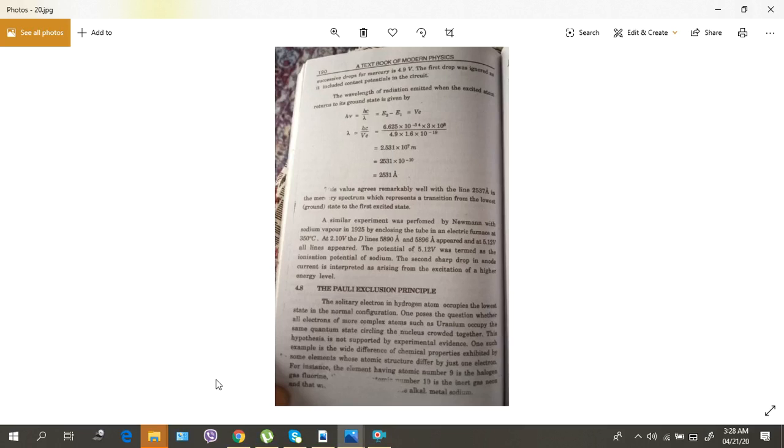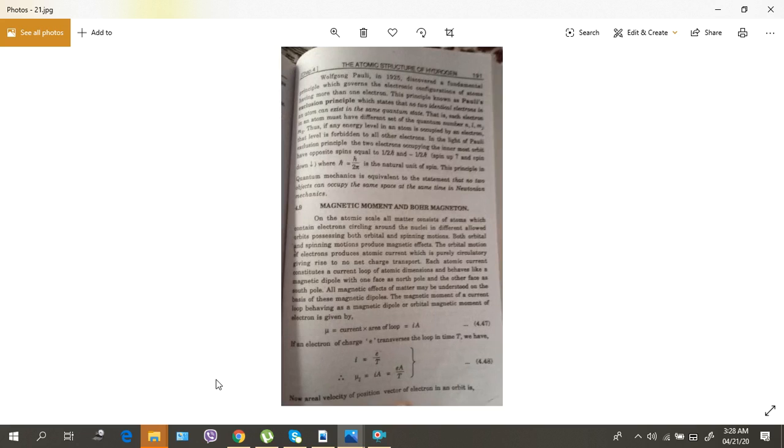Now all of you know about the Pauli exclusion principle. What is the definition of the Pauli exclusion principle? It states that no two identical electrons in an atom can exist in the same quantum state. That is, each electron in an atom must have a different set of quantum numbers.